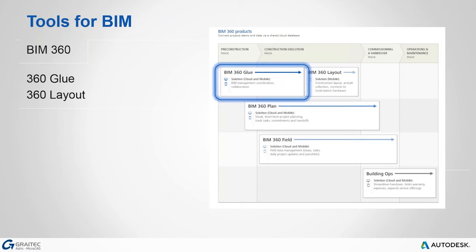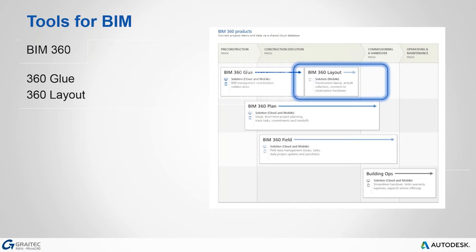Next stage on that is something called 360 Layout. Now, the 360 Layout app and the BIM 360 web service streamline the process of creating points, field points, in your project model. So that's really useful for coordination.